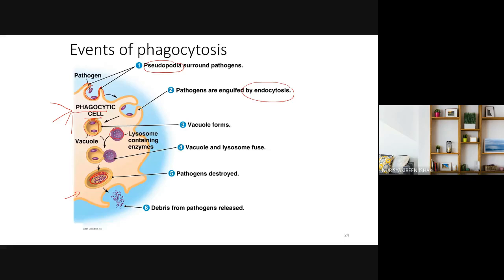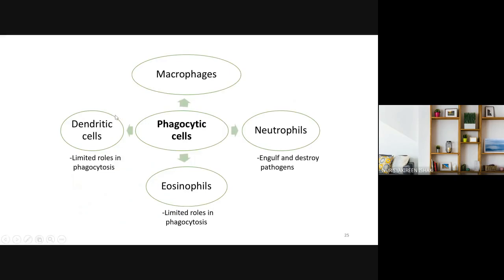Okay, and then after that, it has to excrete out the waste or the debris from the cell, from the white blood cell. So debris from pathogen are released. Okay, so this is phagocytosis. So ingat kat sini, phagocytic cell you have 4 types.